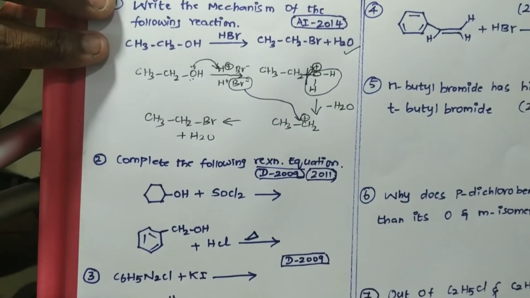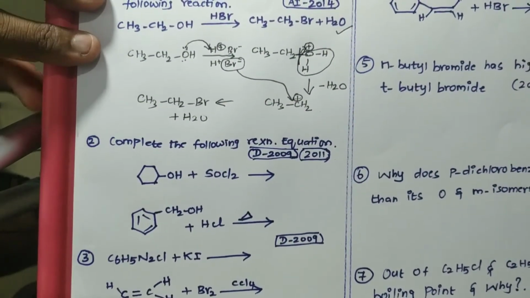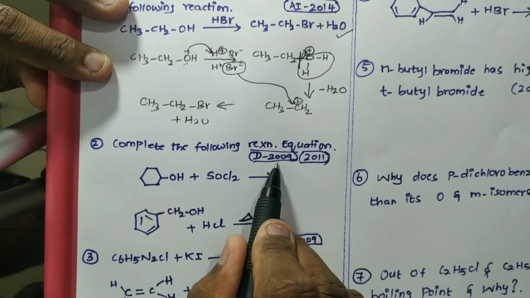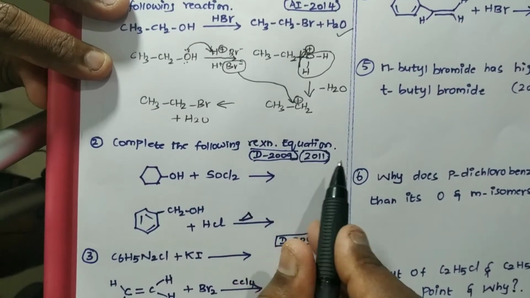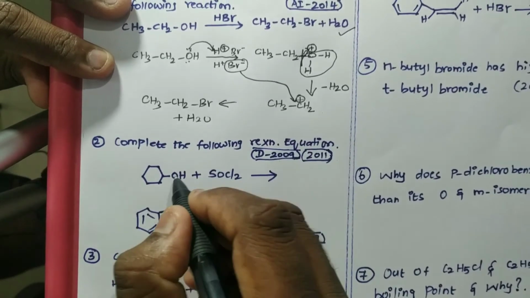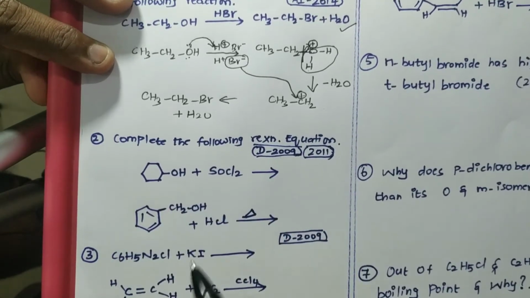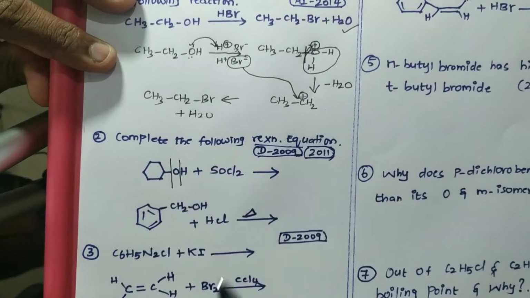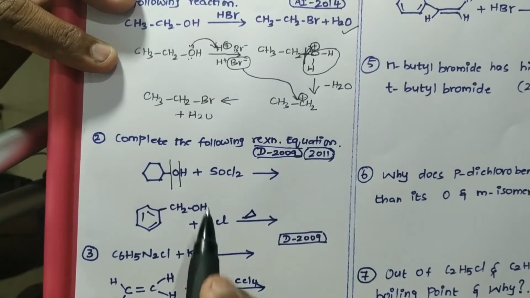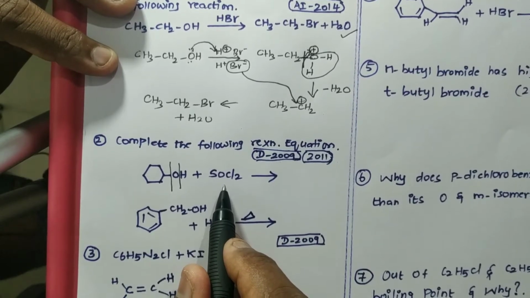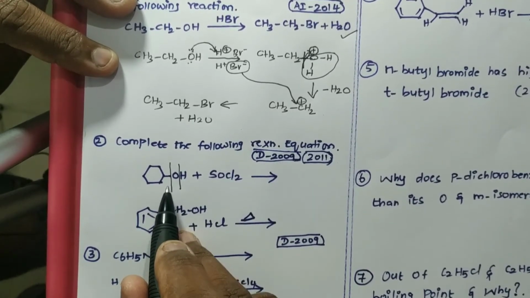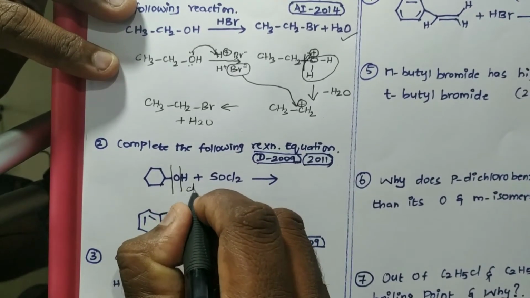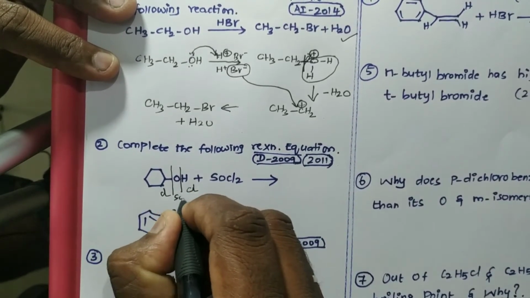The second thing is: complete the following reaction equation. This was asked in the years 2009 as well as 2011. In the previous video also we talked about this thing, but because it is very important, I am showing it once again. So this is the mechanism, and I showed some shortcuts and clues. If SOCl2 or PCl5 reacts with alcohols, at that time we have to use this trick. Here one Cl is there, one Cl is there, and the remaining SO we have to write.